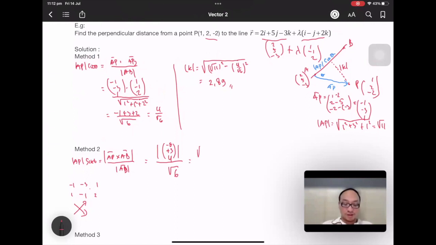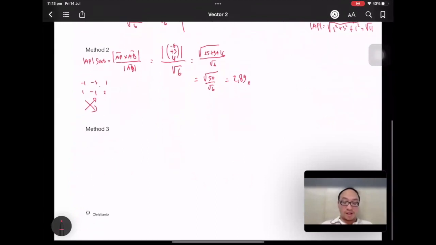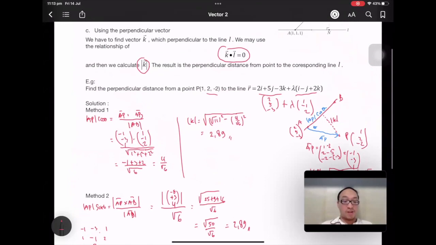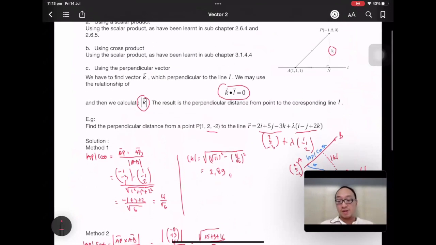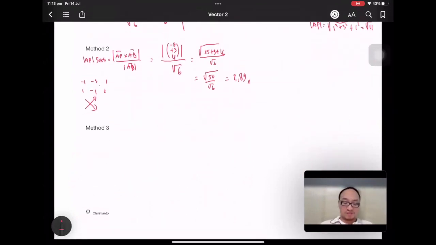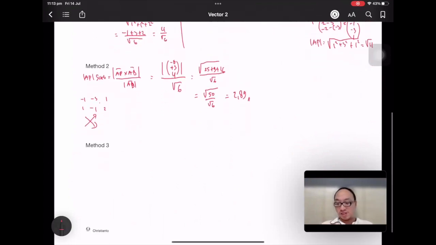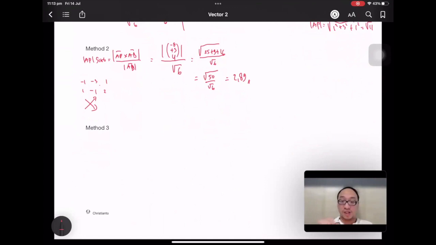So equals to square root of 25 plus 9 plus 16 over square root of 6. So equals to square root of 50 divided by square root of 6 equals to 2.89. The same. And the last method, by finding the perpendicular vector. This is quite complicated. Yeah, since we have to find the vector k in here.